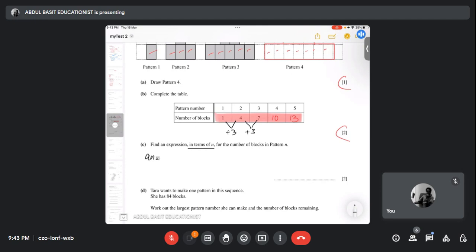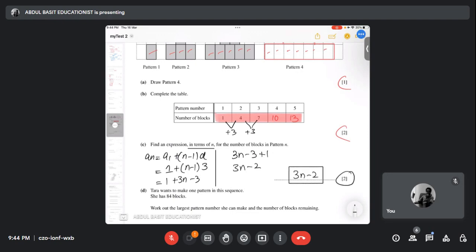So write it in the arithmetic formula. What is A1, Ridha? What is A1? A1 is 1 plus n minus 1 and the difference is 3. So 1 plus 3n minus 3. Arrange it a little: 3n minus 3 plus 1. So 3n minus 2 is the answer for this sequence. This is the formula of the sequence. Did you understand, Ridha?